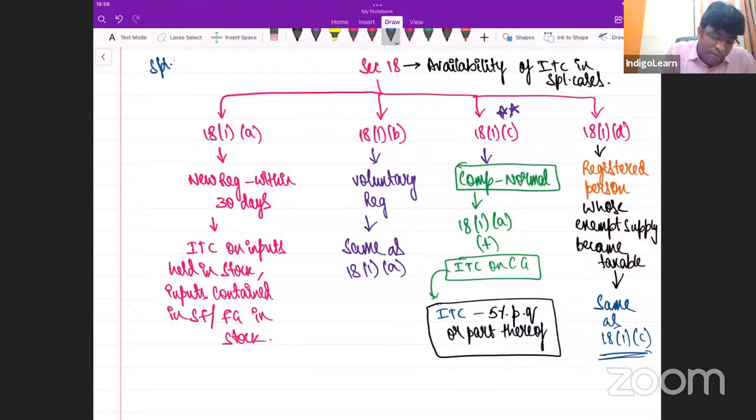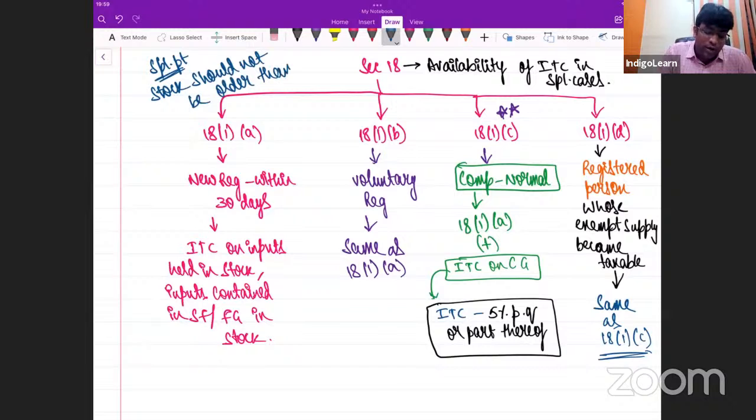But one special point what they told is that stock should not be older than 1 year. It should not be more than 1 year old stock. If it is more than 1 year old stock, then there is no question of claiming input tax credit. This point is very important.